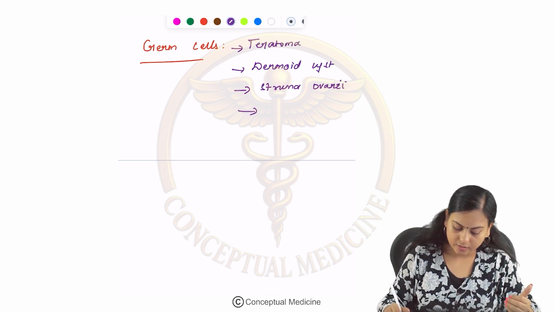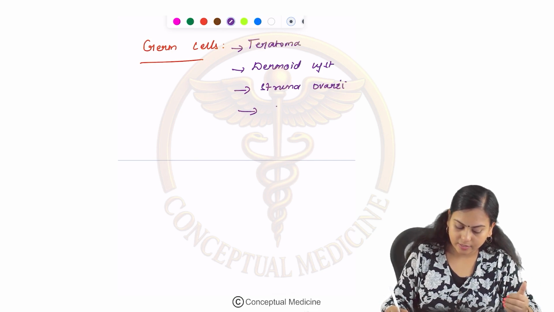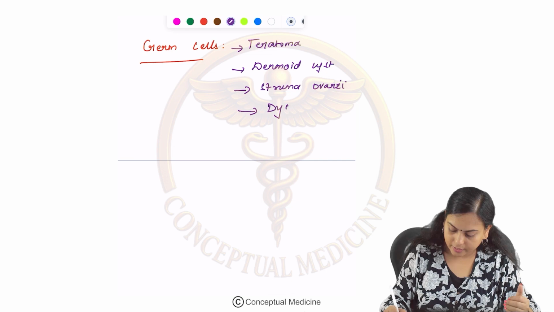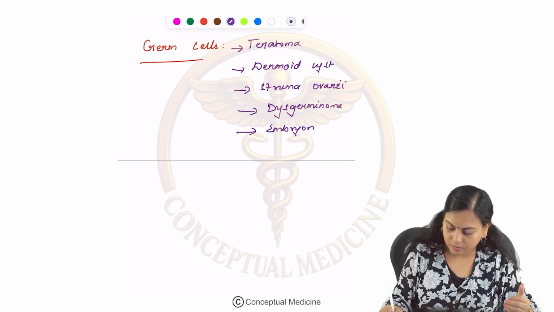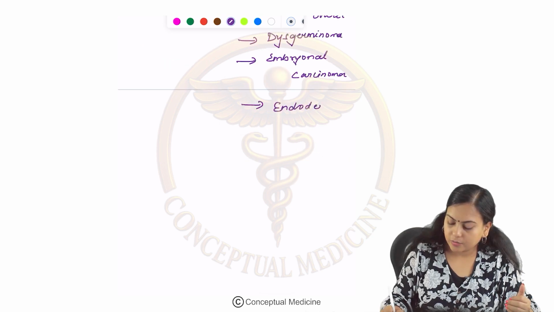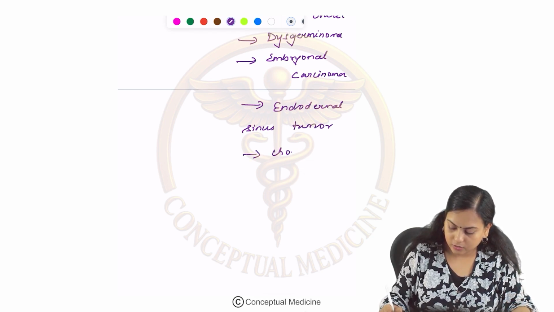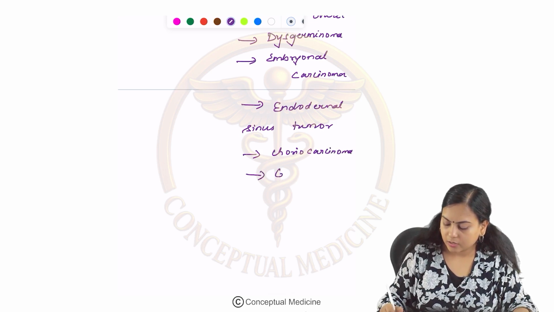Okay. Then malignant lesions that are arising secondary from the mature cystic teratoma, and tumors like dysgerminoma, embryonal carcinoma, endodermal sinus tumor, choriocarcinoma, gonadoblastoma. Okay.